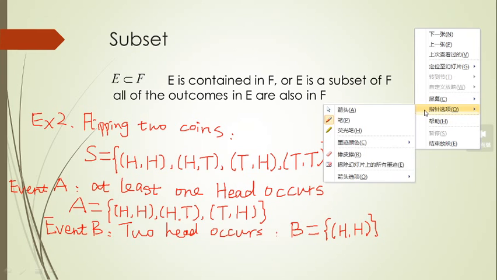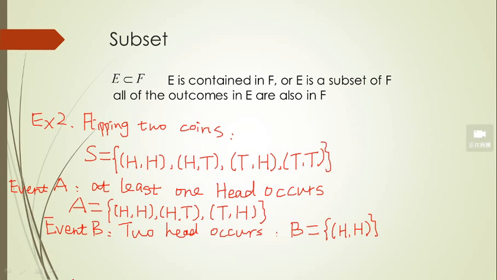Now we can see that the outcome in event B is included in event A, so we can say B is contained in event A. B is a subset of event A. Be careful here: those capital letters all mean events. They are not individual outcomes. They are called events.